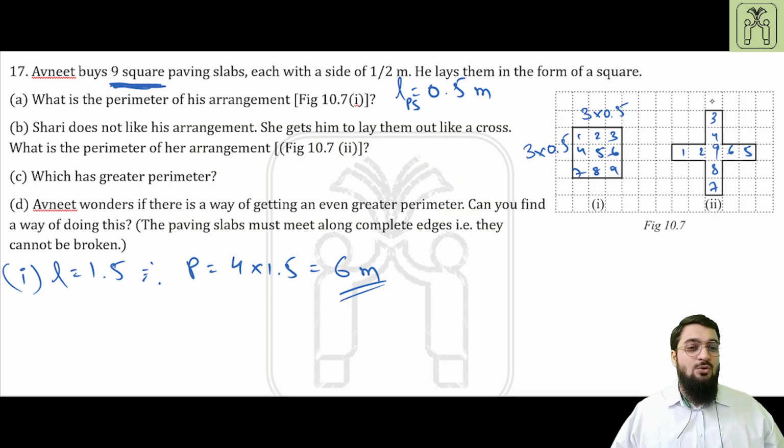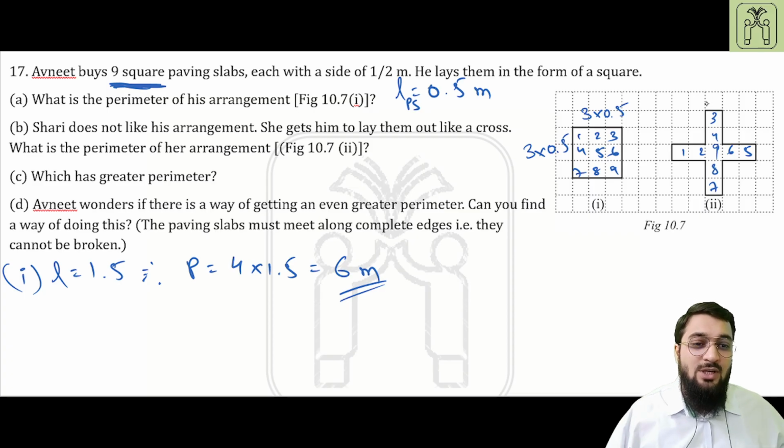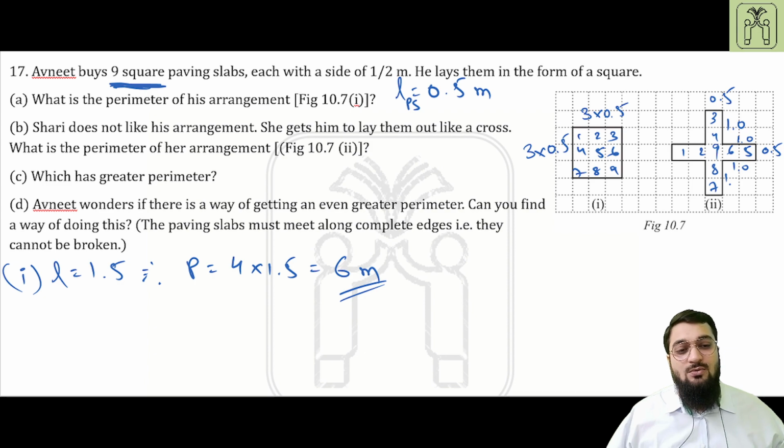Since this is a non-standard closed figure, you just have to write down each length separately. So this is 0.5. This will be 0.5 into 2, that will be 1.0. This will also be 1.0. 0.5, then also 1.0, 1.0, and so on. So we'll just add them up and the answer will be evident.